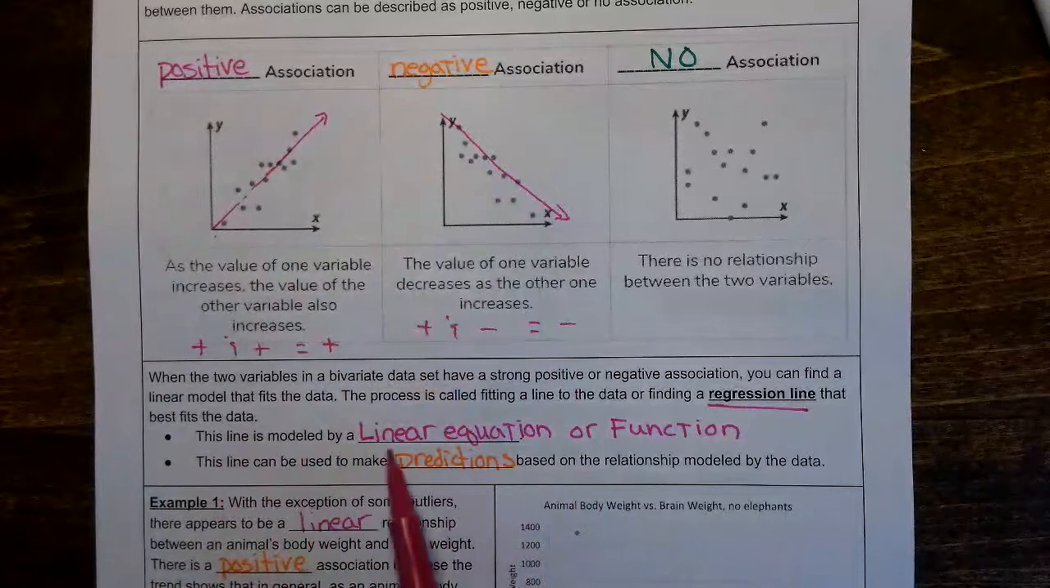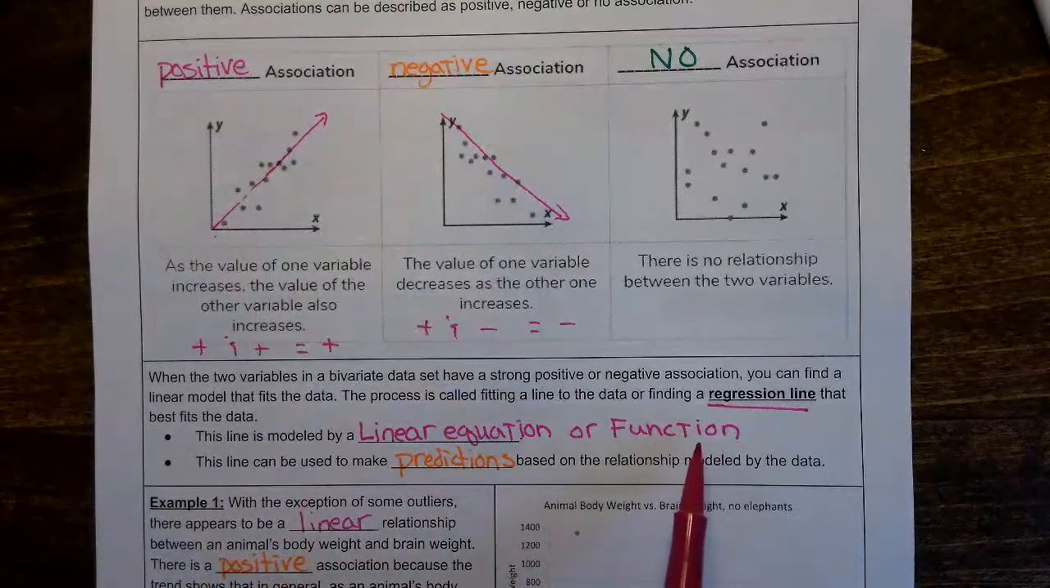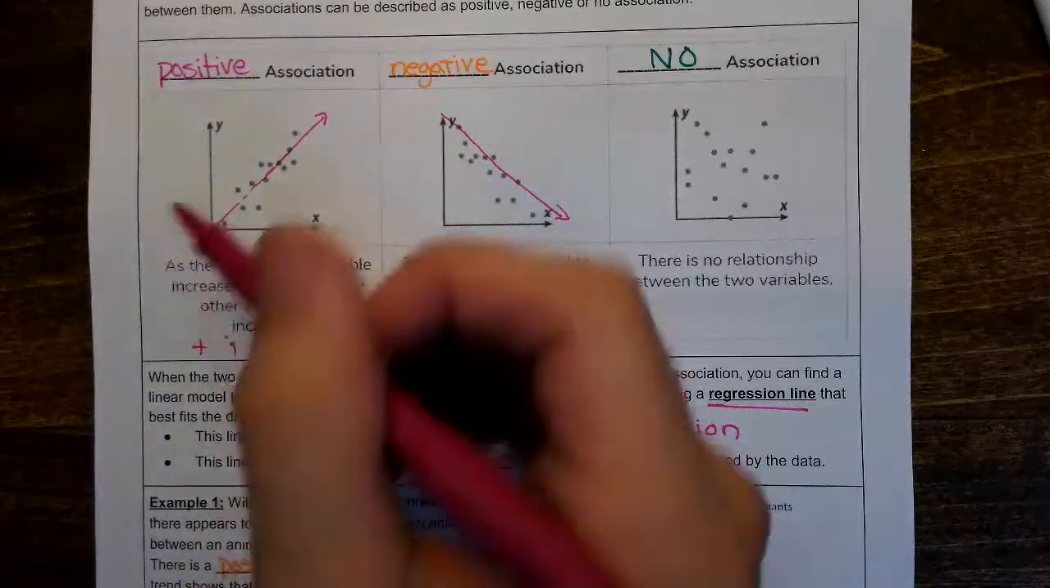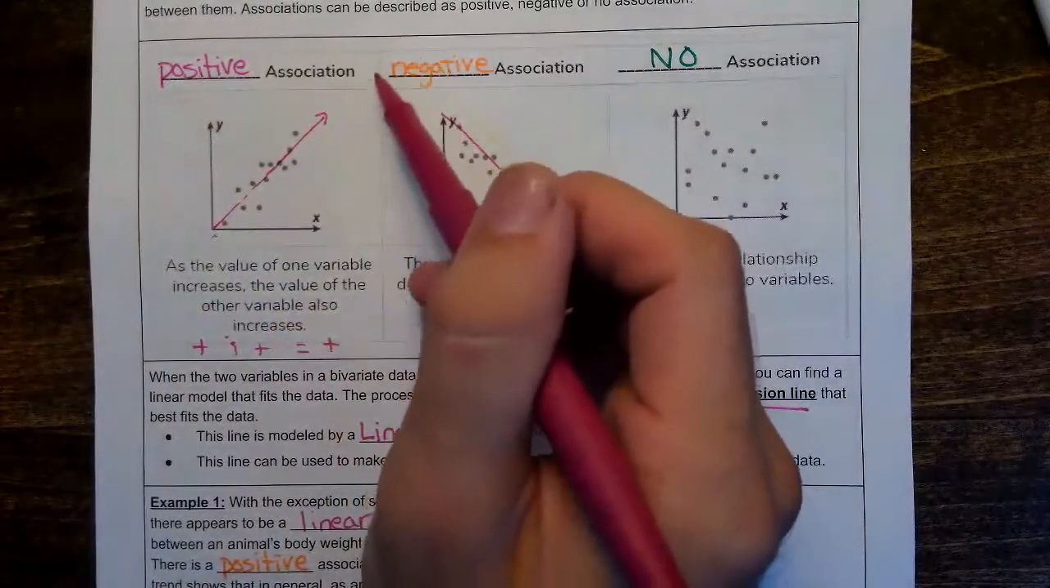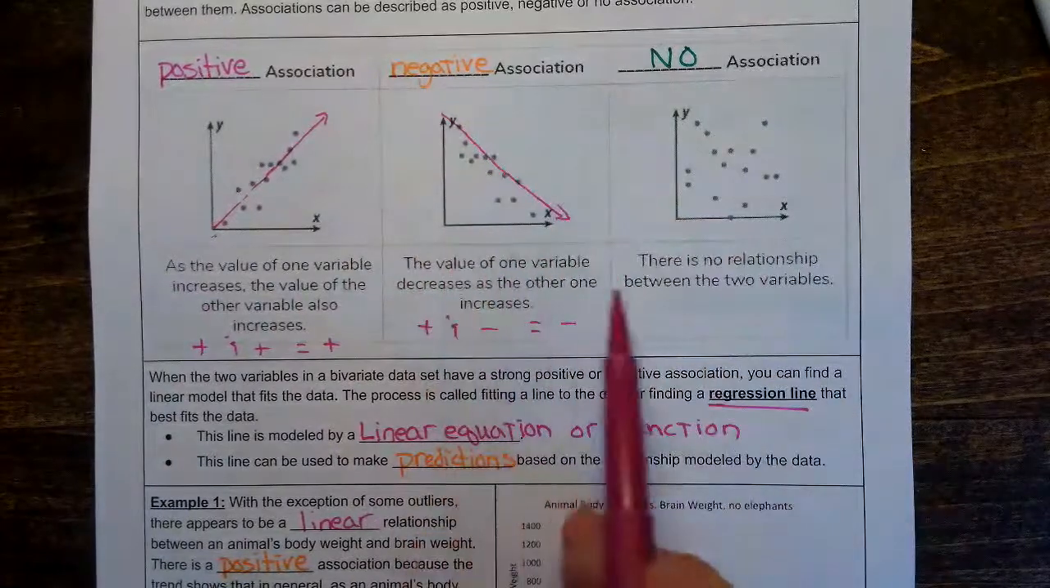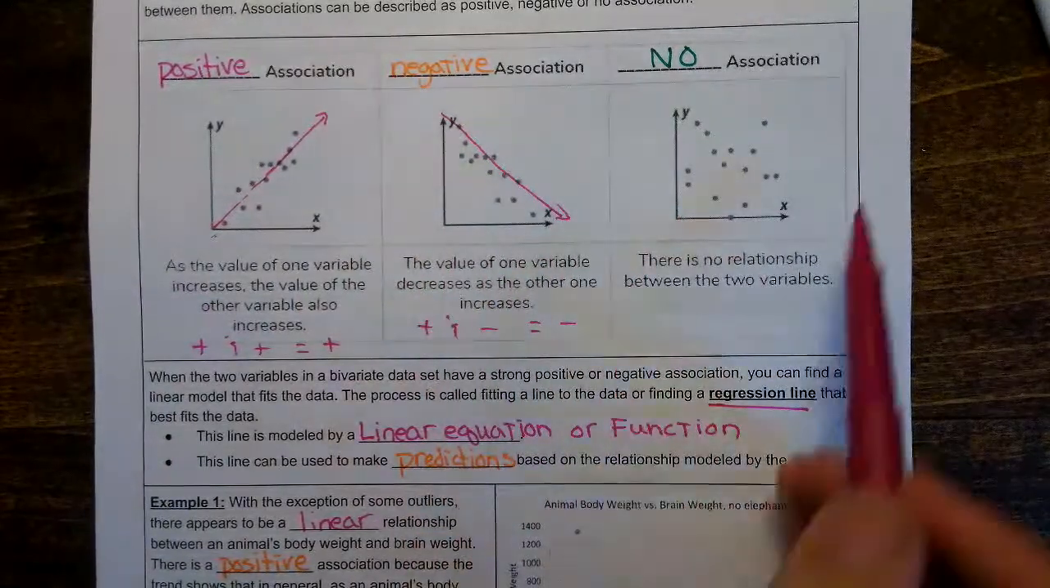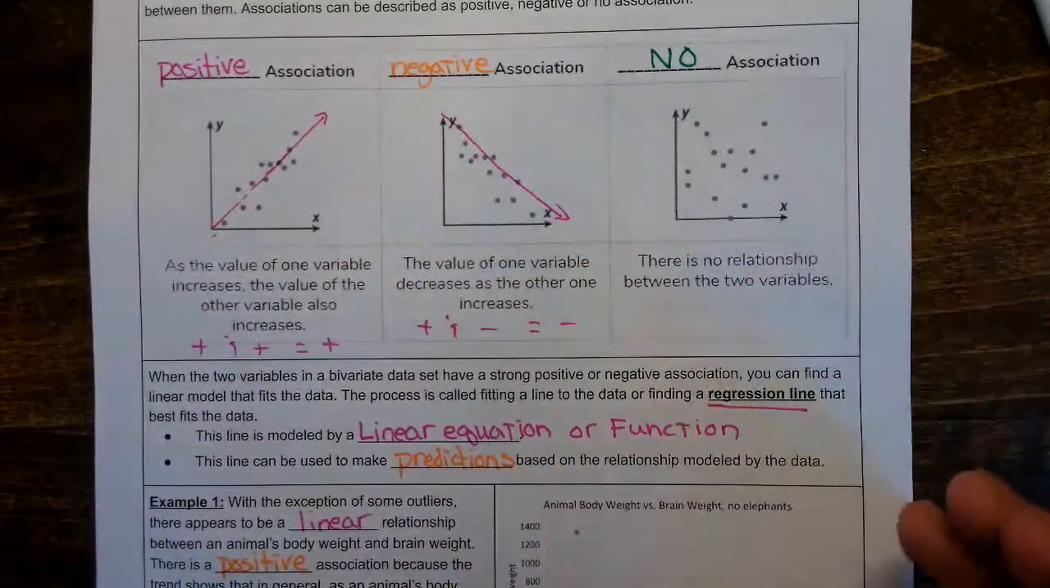So this line is modeled by a linear equation, just like I said. You could also hear me say a function. It's the same thing. The line can be used to make predictions. So, if I know that I start here and I keep going up and up and up, I can predict what's going to happen up here, or I can predict what's going to happen out here. Here, you can't really predict anything because there's no association.